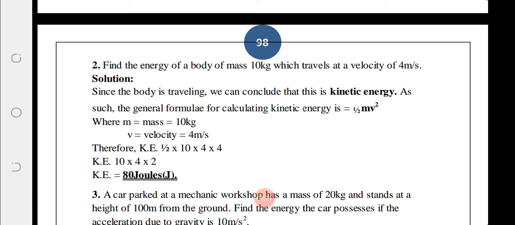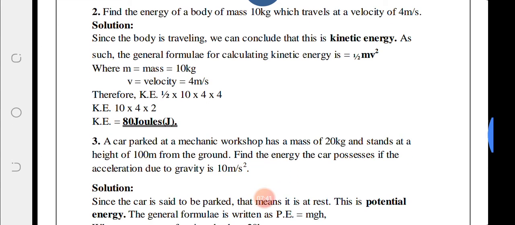Now for them to be talking about a body moving, traveling, then it is kinetic energy. I told you kinetic energy is the energy of motion, and potential energy is the energy at rest. So for a body of mass 10 kg traveling at a velocity of 4 meters per second, it is moving. The formula for kinetic energy is half mv squared, that is 1/2 times mass times velocity squared, while the formula for potential energy is mass times acceleration due to gravity times height, mgh.